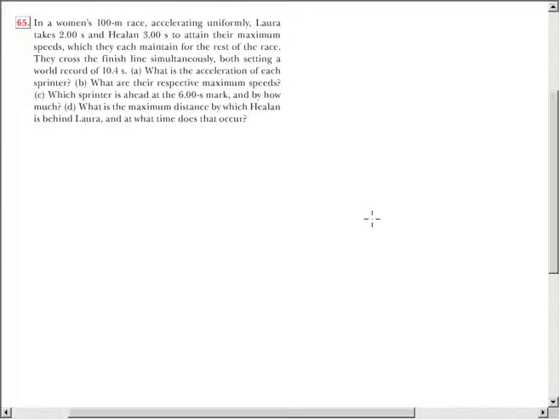A. What is the acceleration of each sprinter? B. What are their respective maximum speeds? C. Which sprinter is ahead at the 6-second mark, and by how much? And D. What is the maximum distance by which Helene is behind Laura, and at what time does that occur?